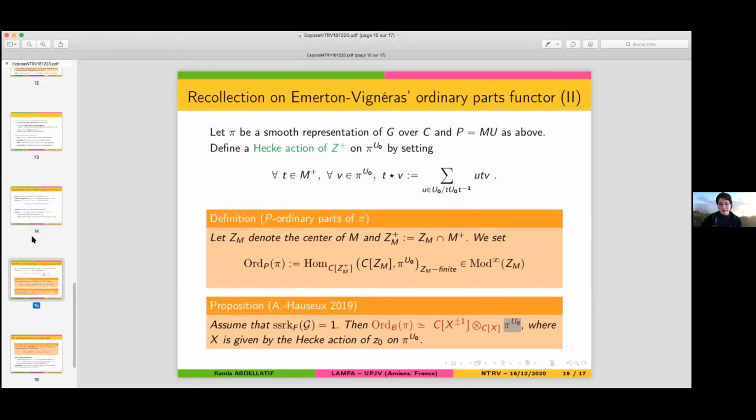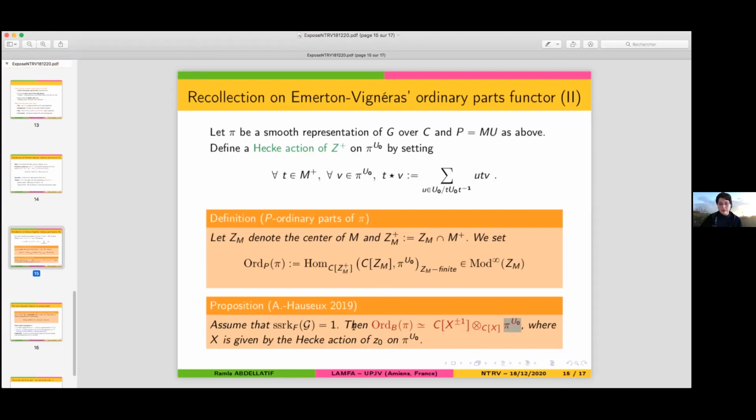In particular, it tells you that the vanishing of the derived ordinary parts of pi is just saying that Z naught acts locally nilpotently on that, which is basically the vanishing condition that appears. Because look, this is our curly T. So the action of Z naught is our curly T. And here you're saying that if the ordinary part of pi is 0, then Z naught acts locally nilpotently. So on each vector, a power of this operator will be 0. That's exactly what we need.